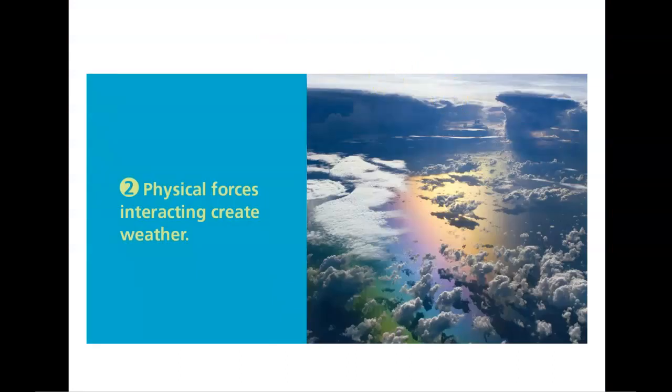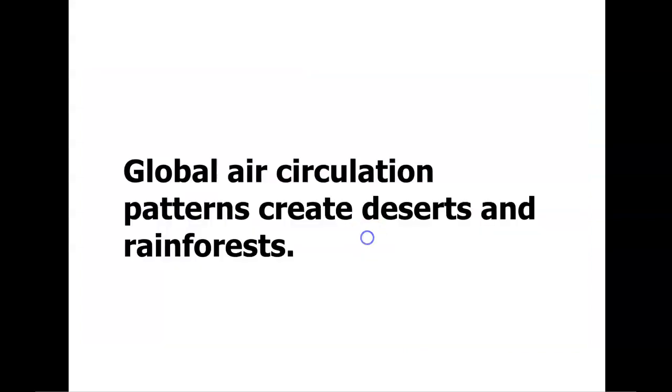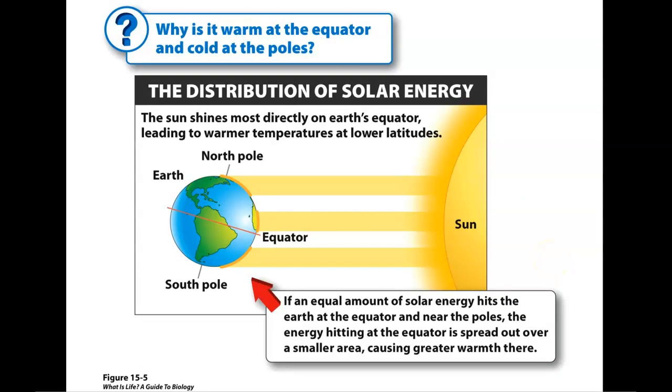So physical forces are going to be interacting here. They create weather. Global air circulation patterns create deserts and rainforests. So weather is going to create different climate zones and biomes and characteristics each, which are going to be influenced by several different factors. The first factor we see here is the curvature of the Earth.